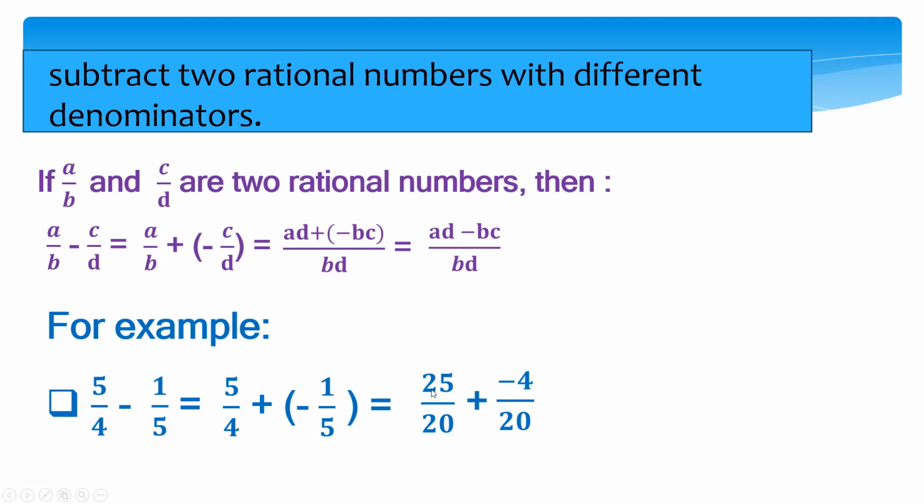5 times 5 equals 25, and 4 times negative 1 equals negative 4. Then I will add 25 to negative 4. It will be 21 over 20. And make sure that your fraction is in simplest form. 21 over 20 has no common factors, so I will write it as this.